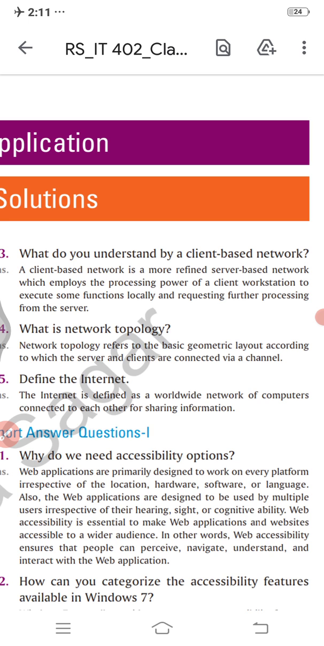We will come to the next question, question number 4. What is network topology? Dear students, many times this question arises in your board exams. So dear students, learn this topology. You must know that network topology refers to the basic geometric layout according to which the server and clients are connected via a channel. Dear students, if we find the server and client computers, all the computers are connected via a channel. You must know this clearly.